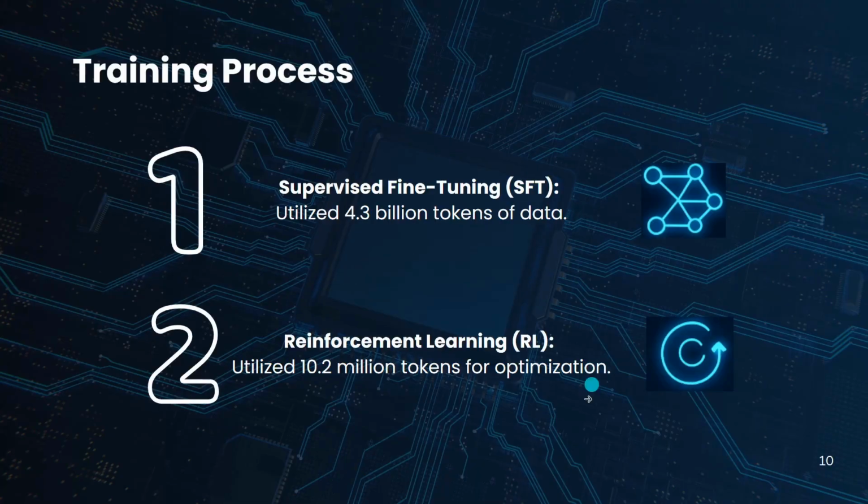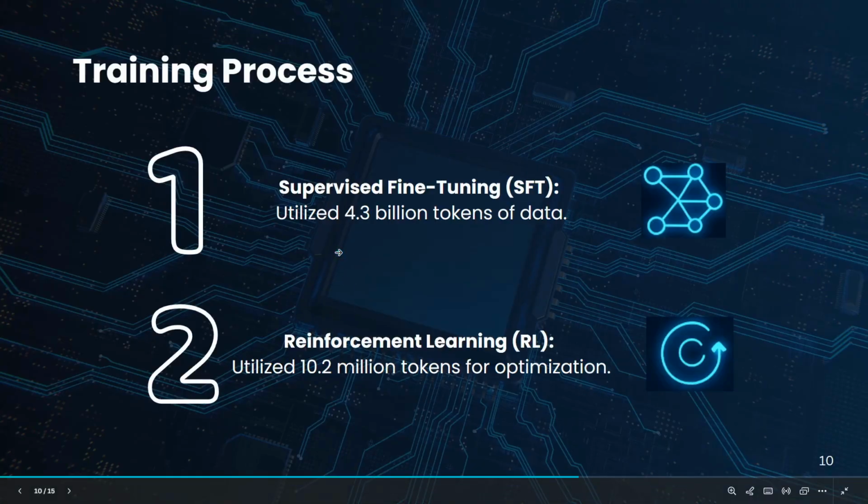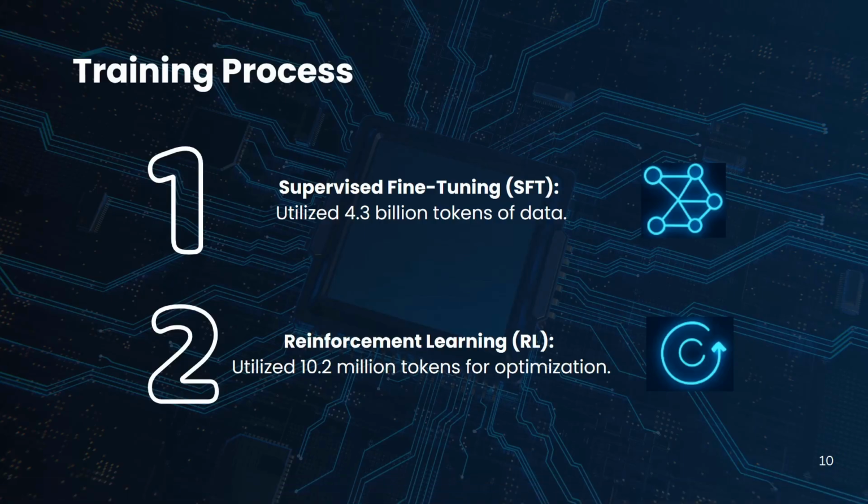So how was it trained? At first, it was trained using SFT or supervised fine-tuning, where it used 4.3 billion tokens of data. Then it was followed by reinforcement learning, which gave feedback to the model, and it used 10.2 million tokens of data for the optimization. And this reinforcement learning was done on a token by token level, which proved to be very effective for the model.